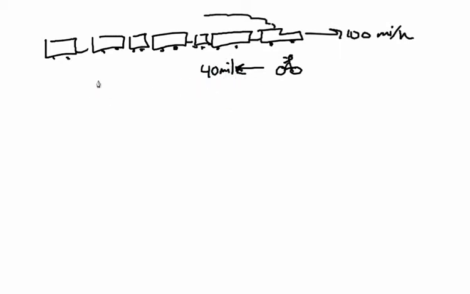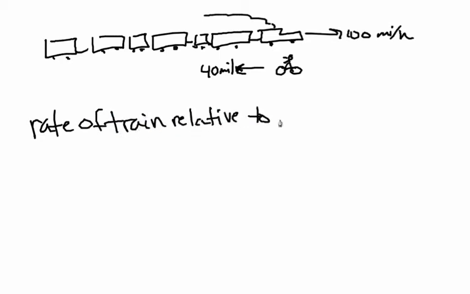So before, when we were talking about the train's speed relative to the motorcyclist, we subtracted the 40 miles an hour away because they were going in the same direction. This time we're going to add the motorcyclist's speed. They're going to pass each other faster this time because now we're going to add 100 miles an hour to 40 miles an hour. So now the rate of the train relative to the motorcyclist is 140 miles an hour.